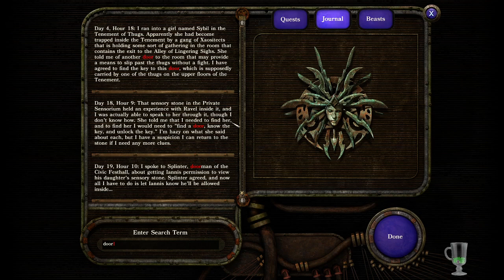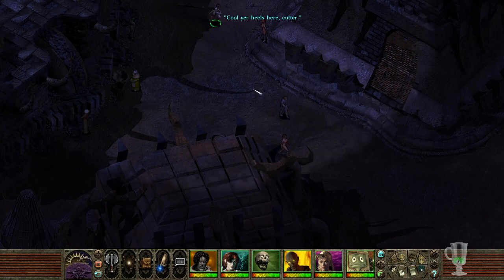That sensory stone in the private sensorium. Let's see. Okay. The sensory stone in the private sensorium held an experience with Ravel inside it, and I was actually able to speak to her through it. Though I don't know how, she told me that I needed to find her, and to find her I would need to find a door, know the key, and unlock the key. I'm hazy on what she said about each, but I have a suspicion I can return to the stone if I need any more clues. Bullshit. Can't get any more clues from that.